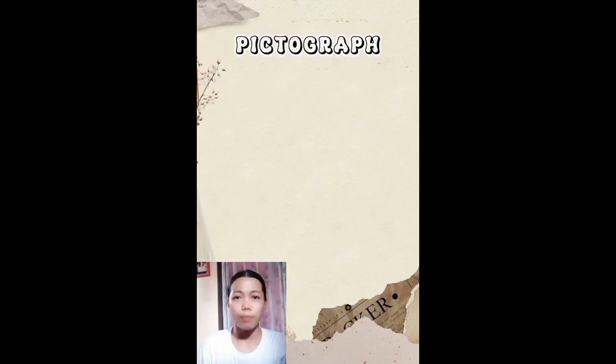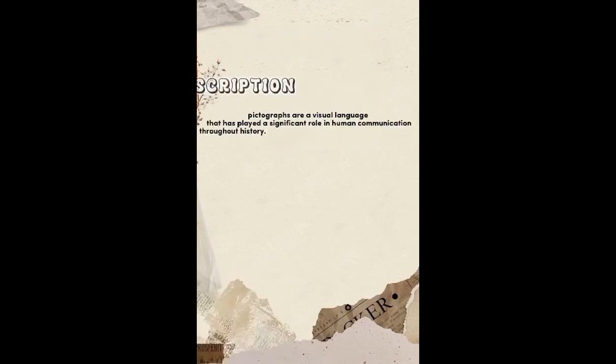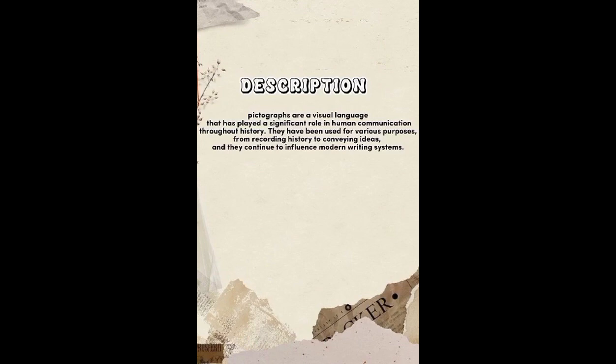I'm Vivian Bilbar and I'm here to discuss what is conclusion and generalization. Our topic is pictograph. What is pictograph? Pictograph is a way to represent data using image or symbols. It also represents the frequency using data or image. So our description, pictographs are visual language that has played a significant role in human communication throughout history. They have been used for various purposes from recording history to conveying ideas, and they continue to influence modern writing systems.